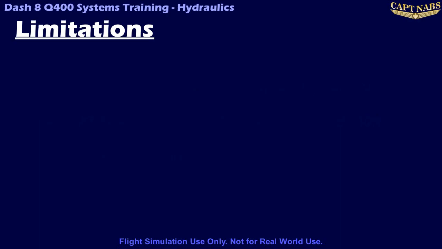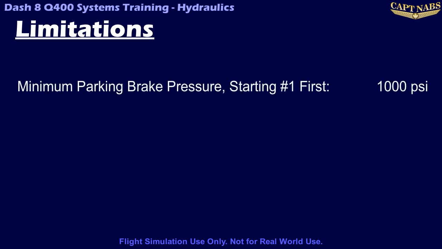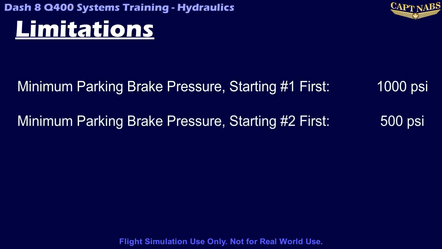There is also a minimum parking brake pressure that must be observed prior to starting engines. If the number 1 engine will be started first, the minimum accumulator pressure required is 1000 psi. If the number 2 engine will be started first, the minimum pressure for start is 500 psi in the parking brake accumulator.